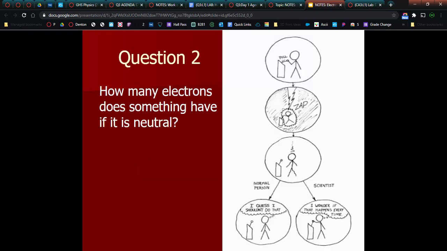How many electrons does something have if it's neutral? And that's right.